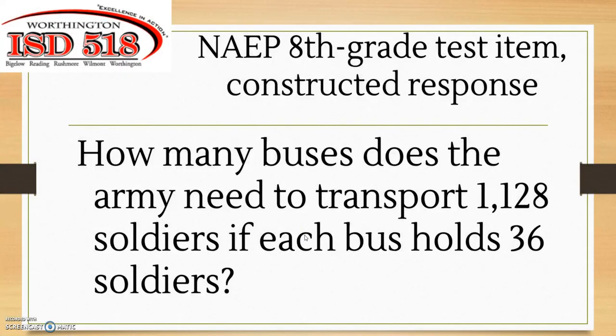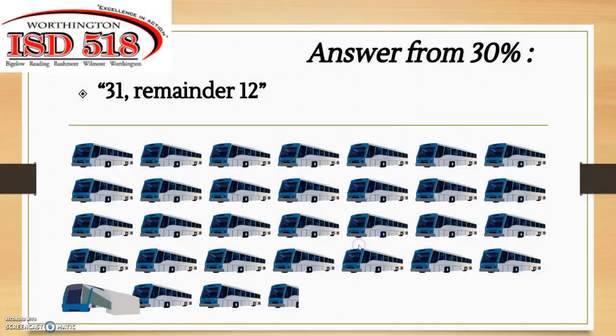This kind of came about several years ago, but this is a good example of why we look at understanding. So this was a test question on the NAEP 8th grade constructed response. The question: how many buses does the Army need to transport 1,128 soldiers if each bus holds 36 soldiers? And 30% of the students answered 31 with a remainder of 12.